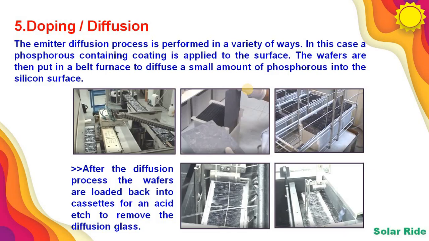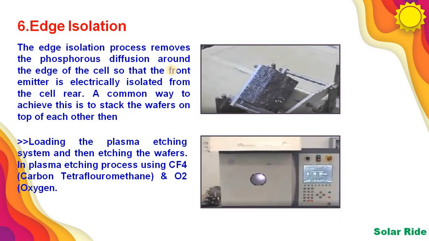After the diffusion process is completed, the next process is the edge isolation process. The edge isolation process removes the phosphorus diffusion around the edge of the solar cell. That's why we are using the edge isolation system. Why? Because on the solar cell edges we have phosphorus particles. That's why we want to remove the edge part. That's why we are conducting the edge isolation process.